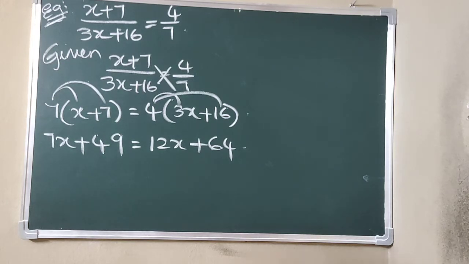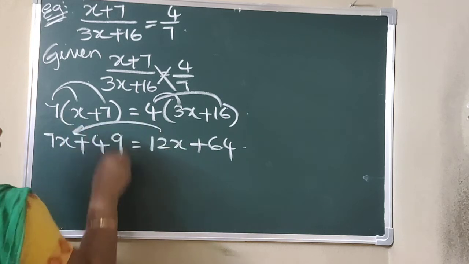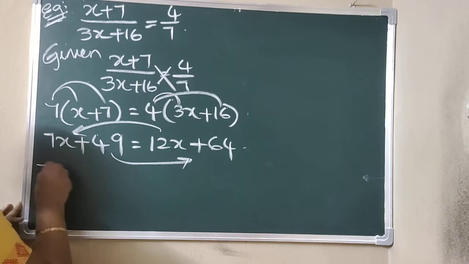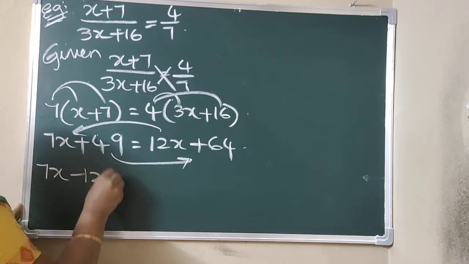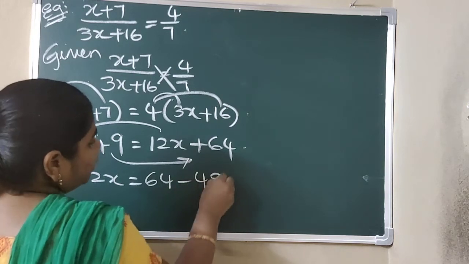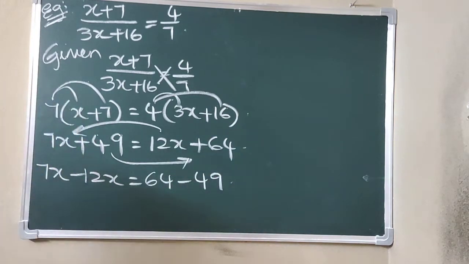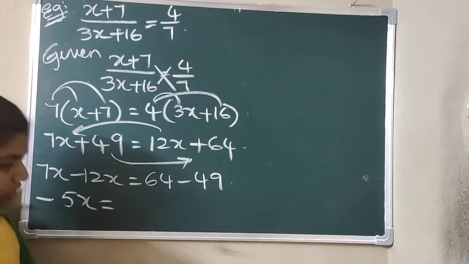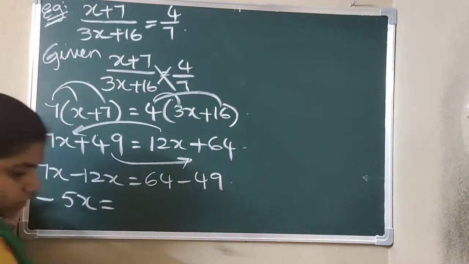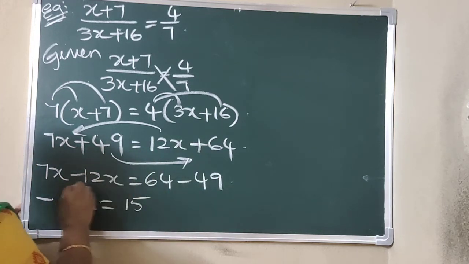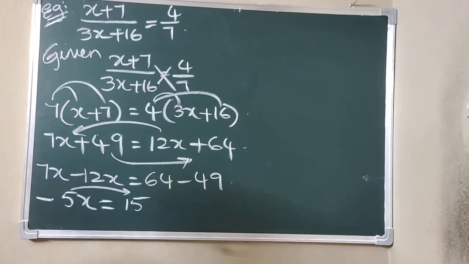So take all the variables to this side and constant values to the other side. So it will be 7x minus 12x is equal to 64 minus 49. Okay, so here 7 minus 12 will be equal to minus 5x is equal to 64 minus 49 will be equal to 15. So take this 5 to the other side, that will become division.